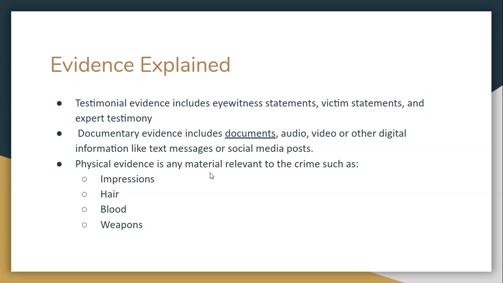In reality, it takes multiple pieces of evidence in various forms to develop a case. And these forms of evidence are going to come in three main types. You're going to have testimonial evidence, documentary evidence, and physical evidence. Although some could argue that documentary evidence is physical evidence. Testimonial evidence is going to be eyewitness statements, victim statements, and expert testimony. Documentary evidence is going to be documents, audio, video, or digital information like text messages or social media posts. Physical evidence is any material relevant to the crime, such as impressions or hair or blood or weapons.